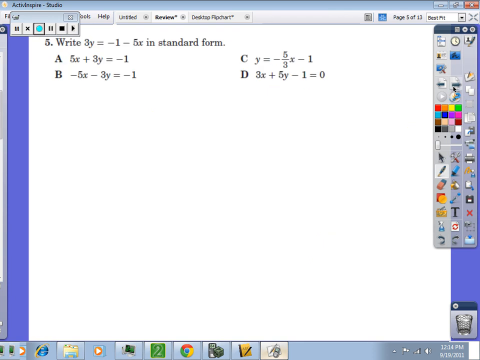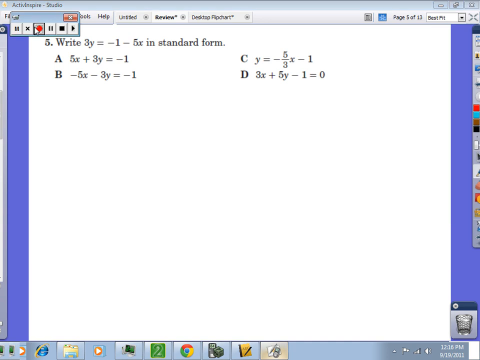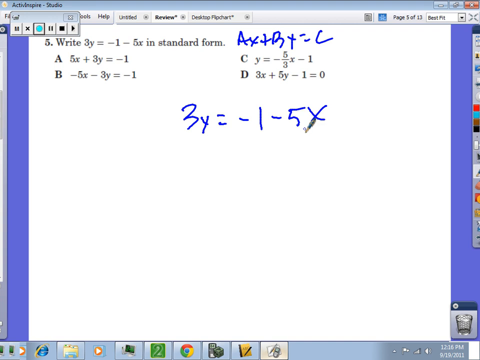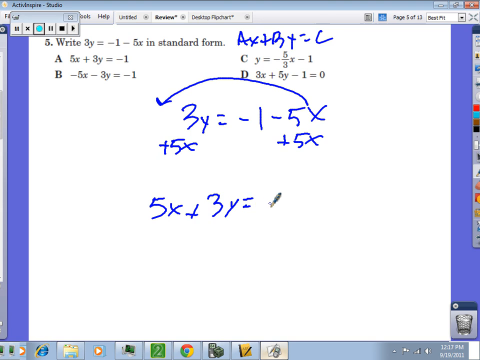Erase your boards. Number 5. Write 3y equals negative 1 minus 5x in standard form. Ax plus By equals C. X and y have got to be on the same side of the equation, together, and put them alphabetically, x first. So if you've got 3y equals negative 1 minus 5x, you have got to get these x's to the other side so they're with the y's. So you add 5x. You're going to have 5x plus 3y equals negative 1. That matches up with A.